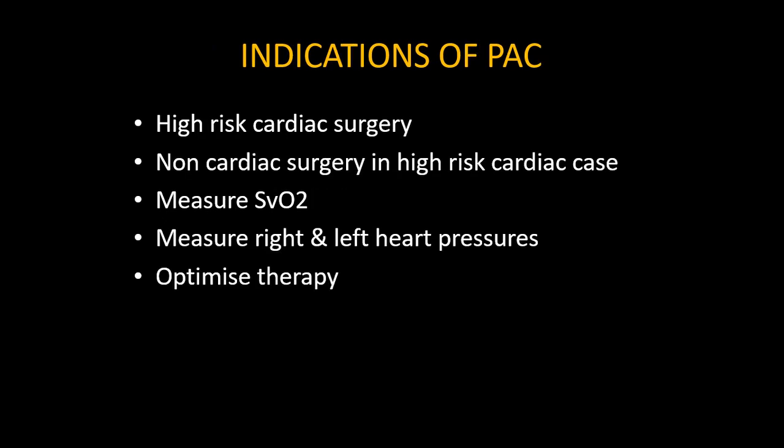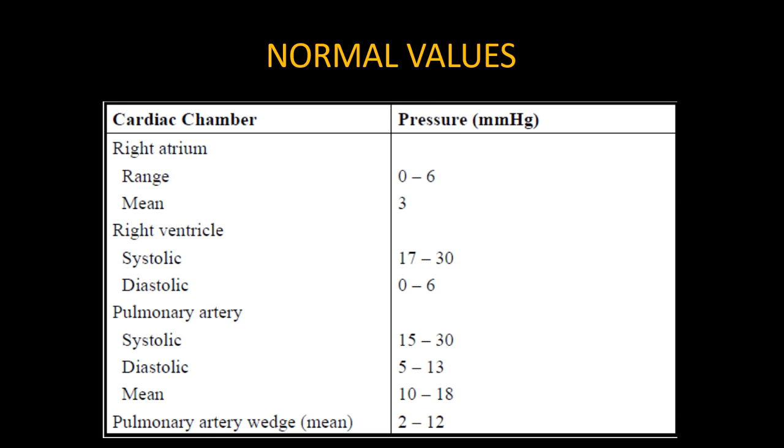Indications of the pulmonary artery catheter: high risk cardiac surgery. In non-cardiac surgery patients, in high risk cardiac cases, we can put it to measure mixed venous saturation, measure right and left heart pressures, and optimize vasoactive, inotropic and fluid therapy.